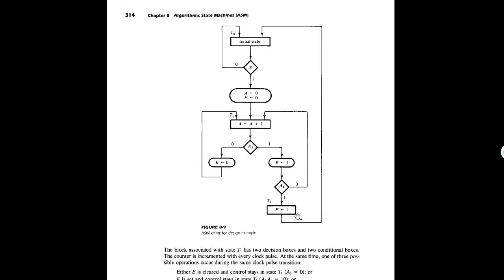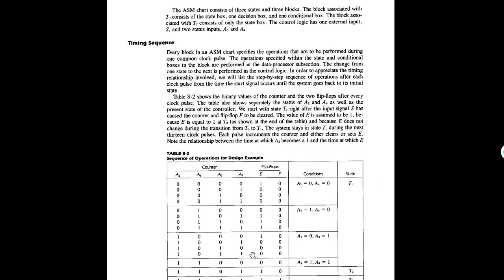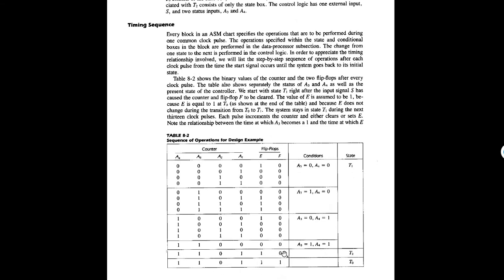So you have F becomes 1 because now A3 and A4 are both equal to 1 initially. Okay, so you have F equal to 1 as well, and you have state T0. All of these states are, as we know, when both are 1, 1, you have state T2, then you go back to state T0, and so on.